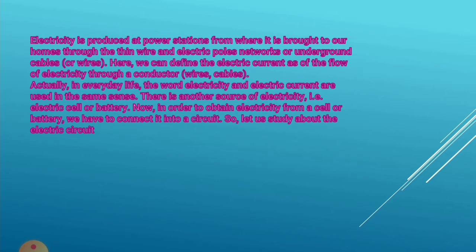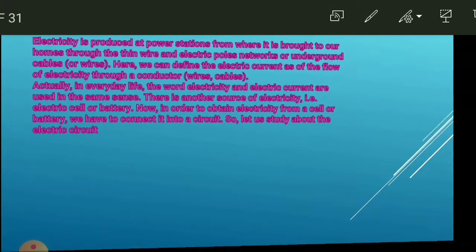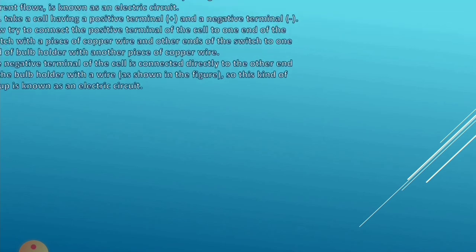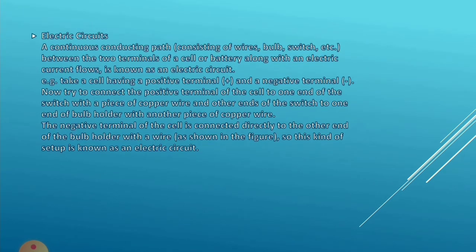There is another source of electricity, the cell or battery. Now, in order to obtain electricity from a cell or battery, we have to connect it into a circuit. So, let us study about the electric circuit. Electric circuits. A continuous conducting path consisting of wires, bulb, switch, etc. between two terminals of a cell or battery along which an electric current flows is known as an electric circuit.